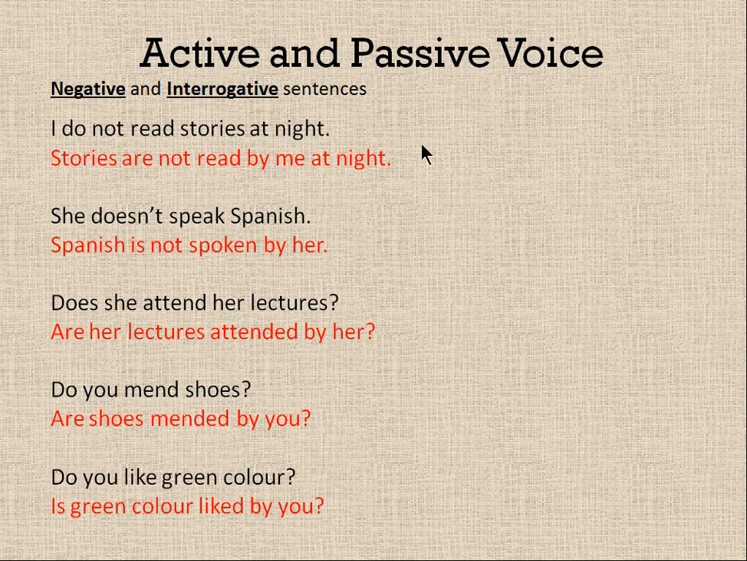Negative and interrogative sentences in present simple tense. I do not read stories at night. Stories are not read by me at night. She doesn't speak Spanish. Spanish is not spoken by her.